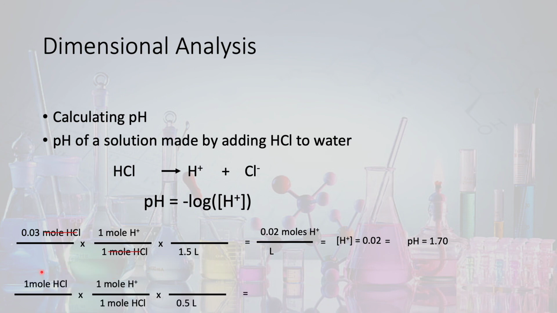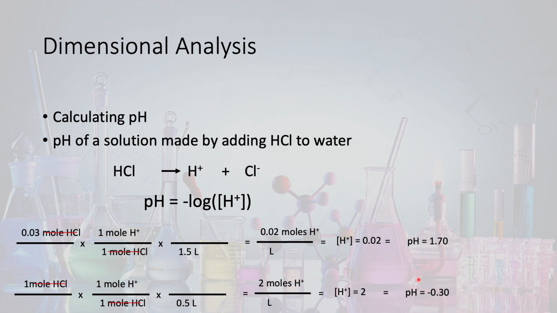Now let's try this if we've added 1 mole of hydrochloric acid into a solution with a volume of 0.5 liters. Using our stoichiometric balanced chemical reactions, we know these units cancel. We're left with moles hydrogen ion per liter. This comes out to be 2 moles hydrogen ions per liter. So H plus concentration is 2. Plug this into pH, and we have a pH of negative 0.3.